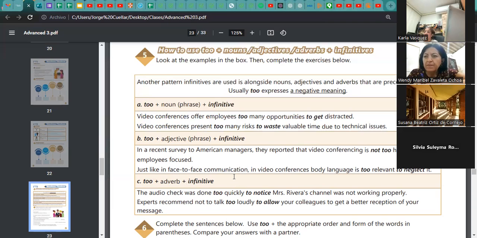Okay, again, we don't use too many or too much here, okay? Experts recommend not to talk too loudly to allow your colleagues to get a better reception of your message. Interesting here that in the first part, if the first verb is the one that is going to be negative, we're going to use not to talk, okay? But if it's on the second one, it's going to be, for example, to not allow. Good. Do you have any questions about this?